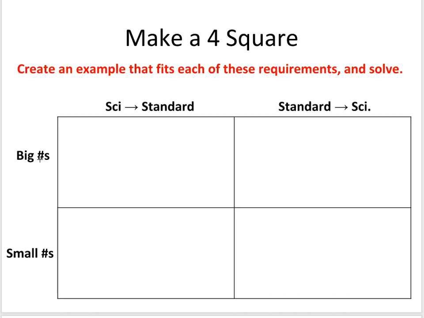So in the very first box, you're going to show me with really big numbers. You're going to make up a scientific notation and turn it into standard notation. So start with something with a big positive exponent. And then the next box over, you're going to do the same thing, but you're going to go from standard into scientific. So make something with a whole bunch of zeros and show me how you would turn it into scientific. And then do the exact same thing underneath for really small numbers.